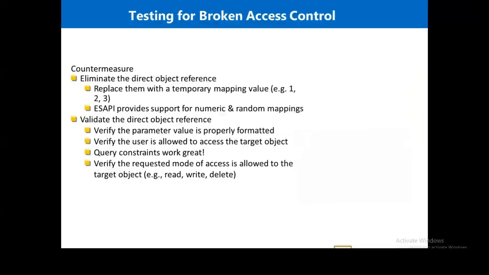So how do you eliminate it? What are the countermeasures for this broken access control? You need to eliminate the direct object reference. You need to replace them with a temporary mapping value. You need to leverage on the SAP. SAP provides support for numerical random mapping. You need to validate, verify the parameter value, and make sure that they are properly formatted.